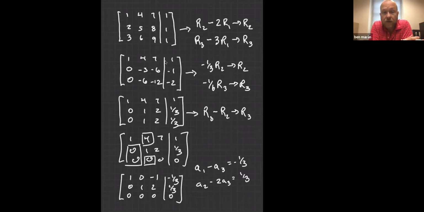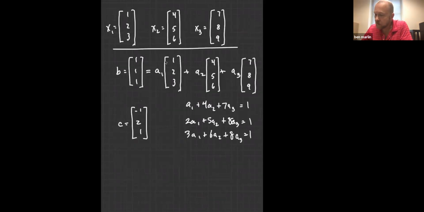That means I'm allowed to choose one of them. What am I going to choose for A3? What's the easiest thing to choose? It's A3 equals 0. Okay, and then that says that the A1 needs to be -1/3, and the A2 needs to be +1/3.